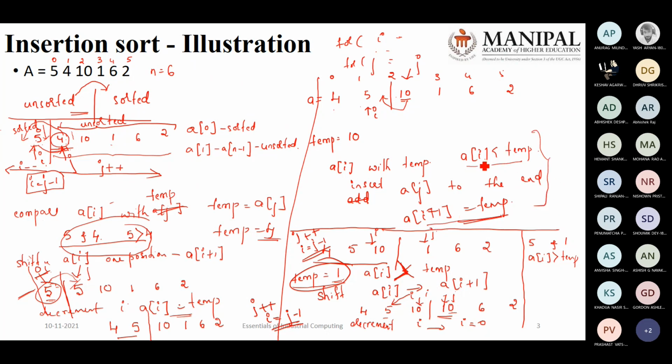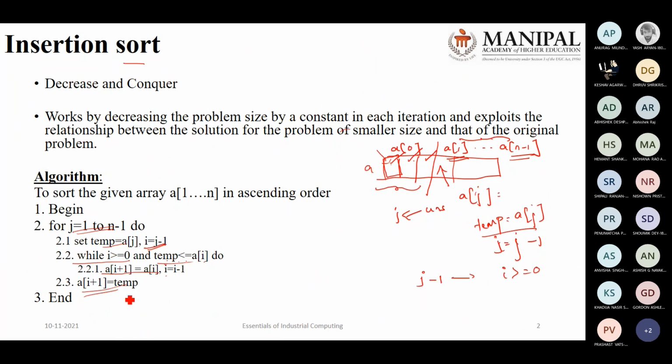When A of I is less than temp, A of I plus 1 will be temp. That is this. And you end the loop. So it's a straightforward method. You can see we require one loop here, the J loop, and one loop here for swapping. So you have the J loop and you have the I loop inside the while loop.